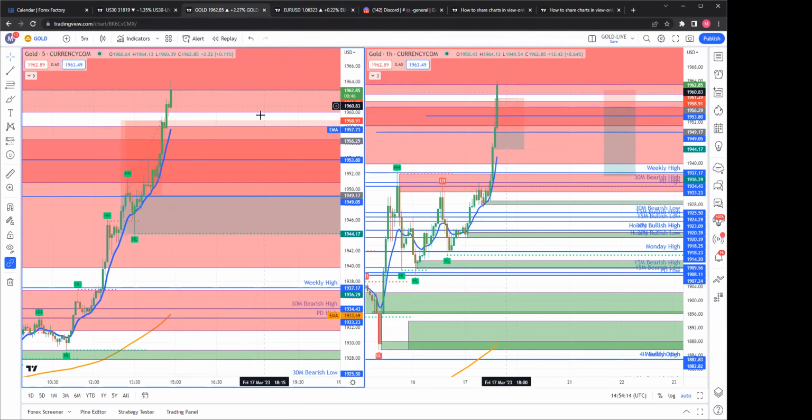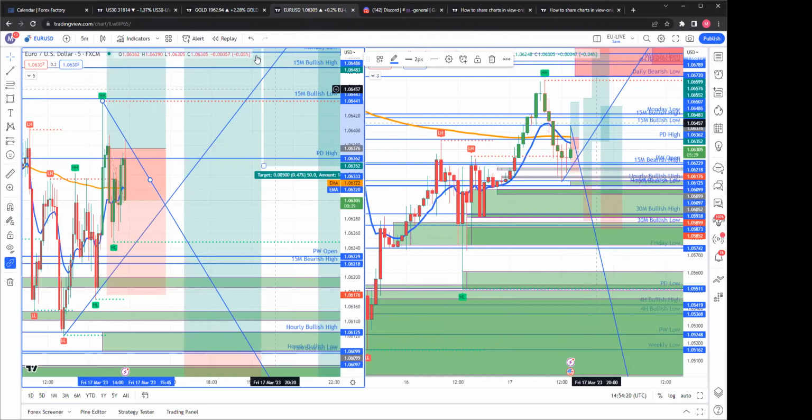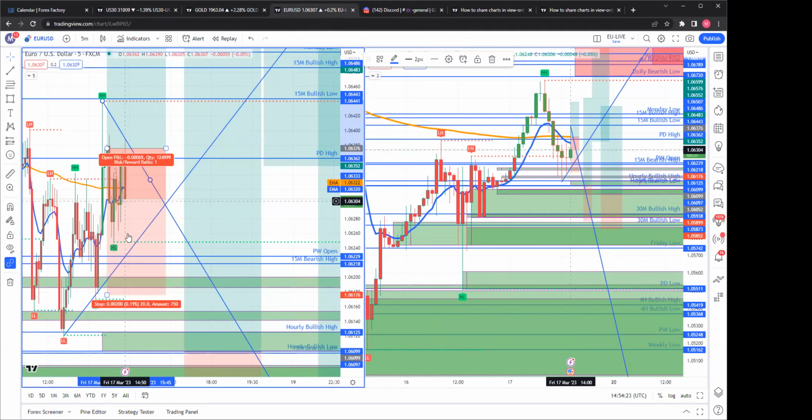Gold, don't even look at gold. I don't advise you guys to look at it. At the very least, wait for price to close below the 9 EMA. So just watch that. EU might come back and retest this trend line for any continuations to the top.